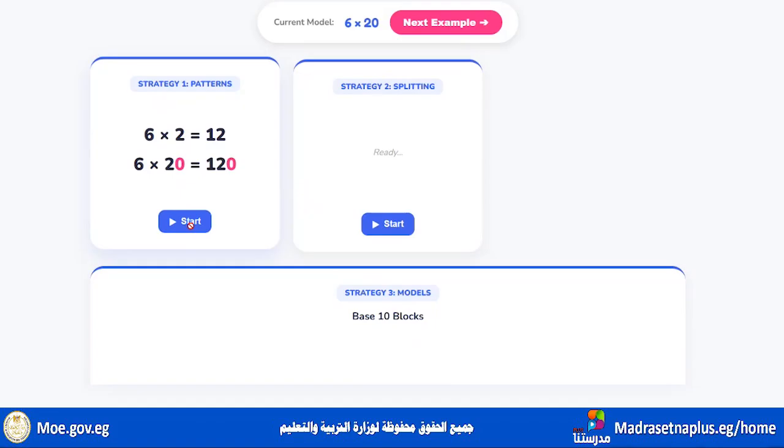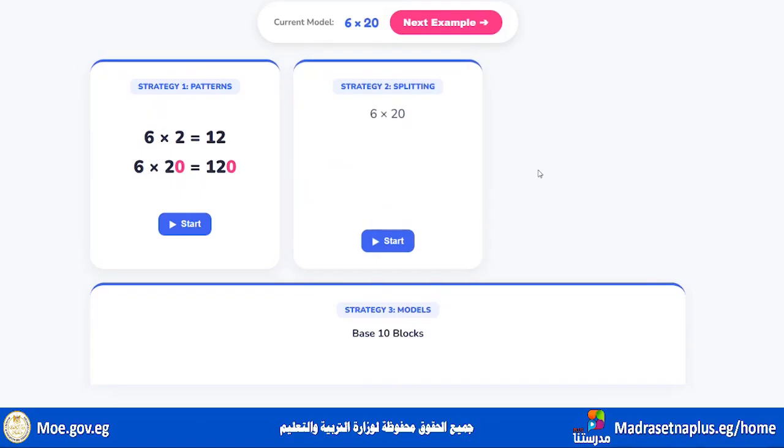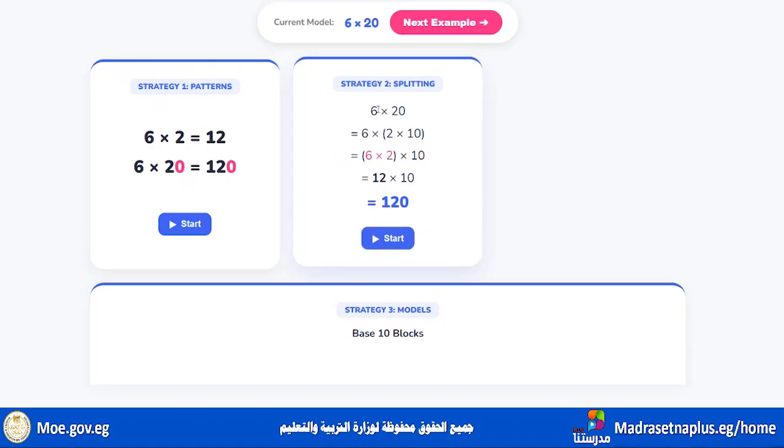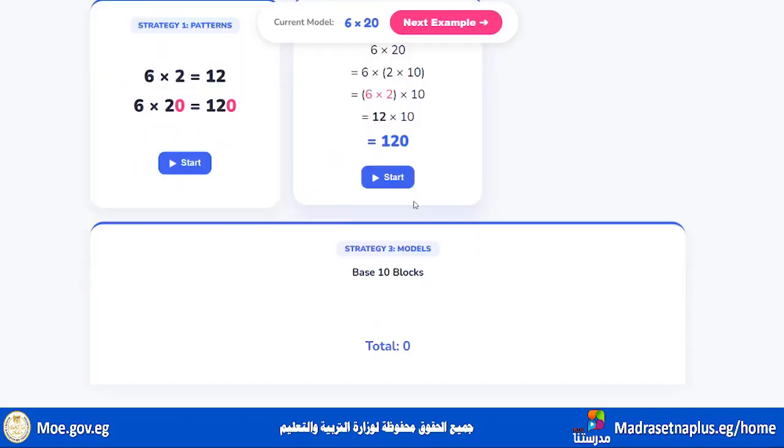What about splitting? 2 times 10 equals 20. So from the beginning, 6 times 20, I split 20 into 2 and 10. So it is 6 times 2 times 10. Using the associative property, it will be 6 times 2, times 10. 6 times 2 will be 12. 12 times 10 is 120.